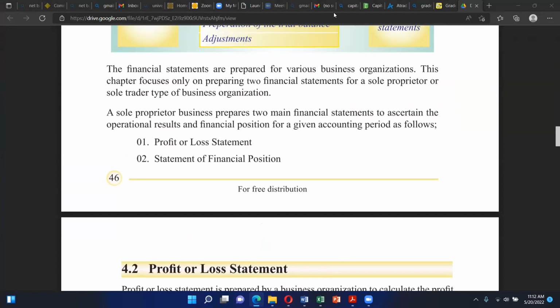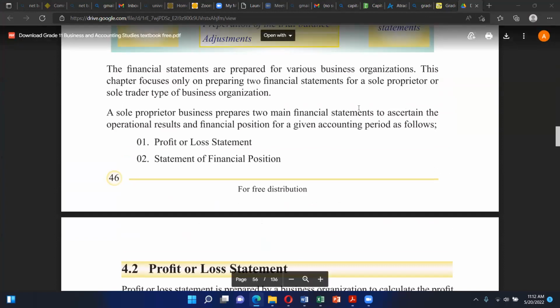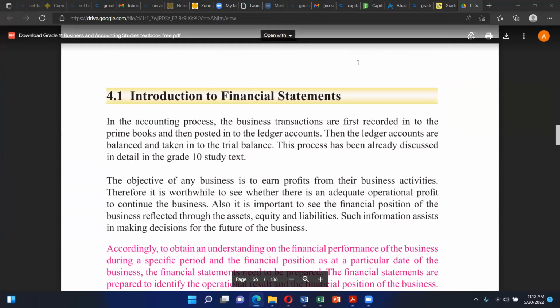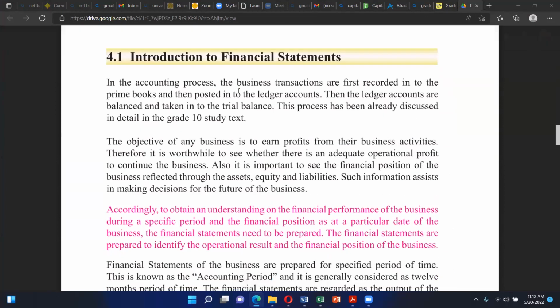Mihansa, can you read the first, start from the beginning, the textbook? Introduction to financial statements. In the accounting process, the business transactions are first recorded into the prime books and then posted into the ledger accounts. Then the ledger accounts are balanced and taken into the trial balance. This process has already been discussed in detail in the grade 10 study text.